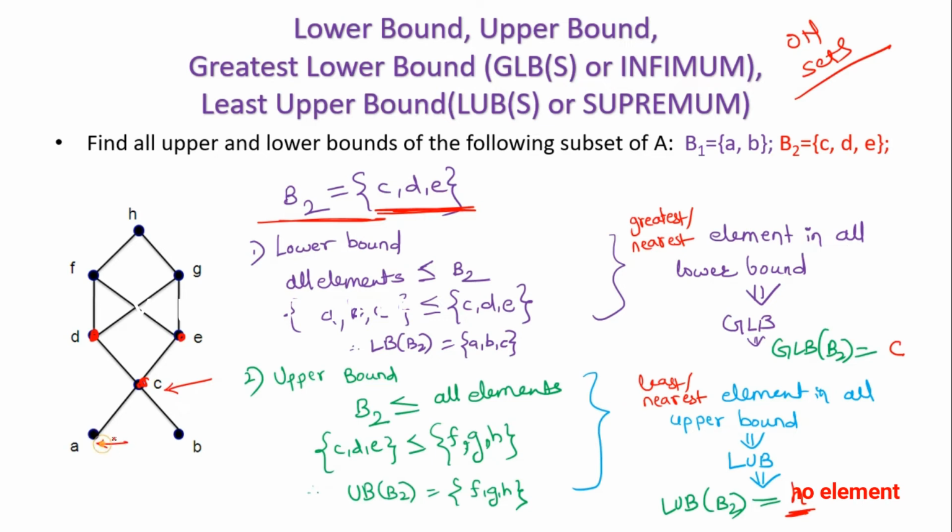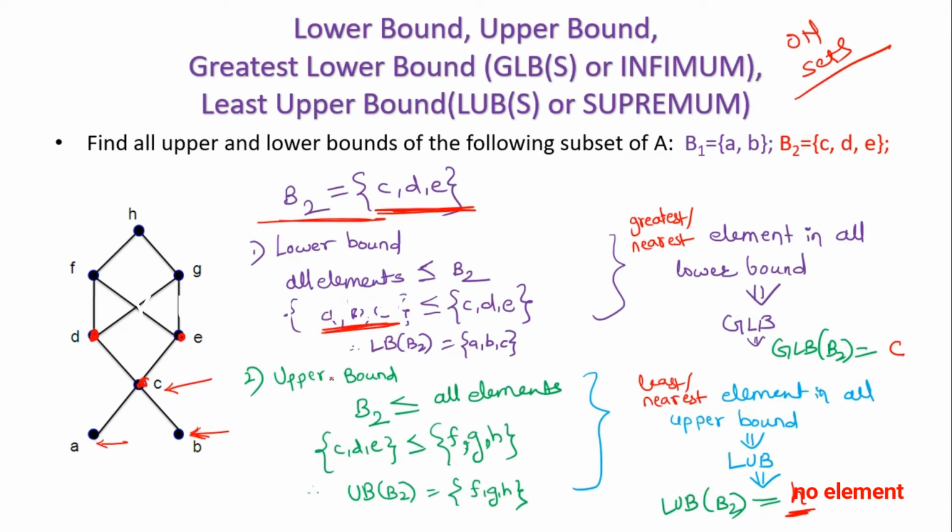Again from A I can go to C, to E and D, meaning from point A I can reach all the subset elements, so that will be a lower bound. Now for point B, from B I again have a path going to all these elements C, D, E, so this is also a lower bound. Then your lower bound will be A, B, C.